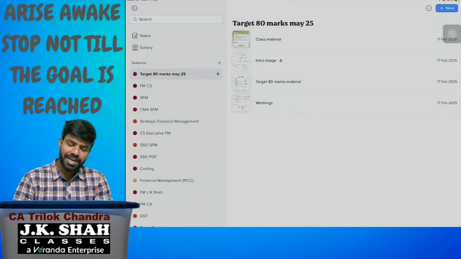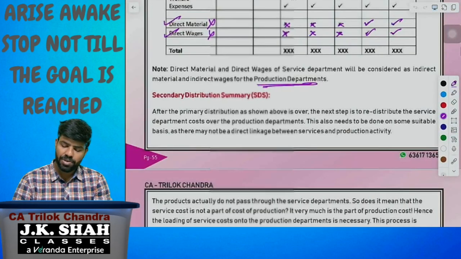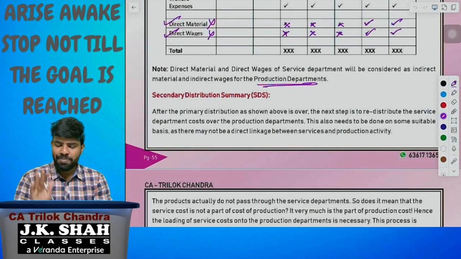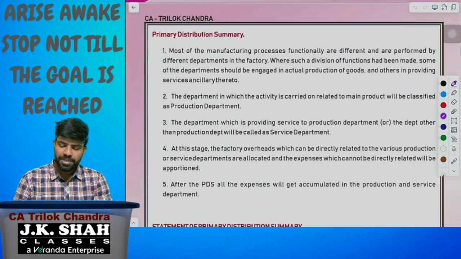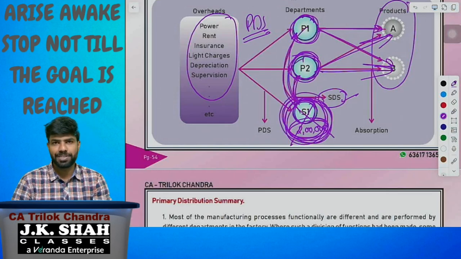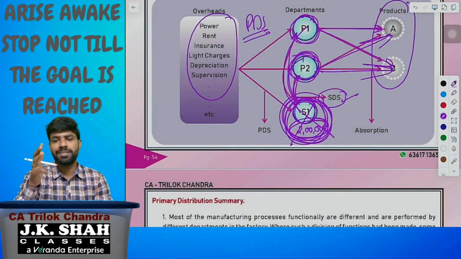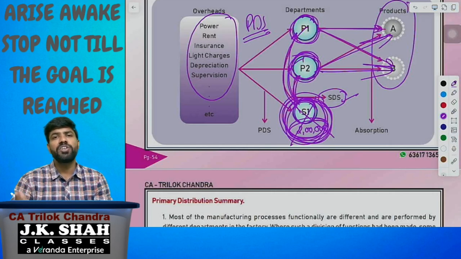We all know that, okay, that is about primary distribution summary. Let me discuss the secondary distribution summary. Just now we discussed, we are apportioning service department cost to the production departments. But under secondary distribution summary, there are three different methods. Number one, direct redistribution method. Number two, step ladder method or step down method. Number three, reciprocal method. Look at here.